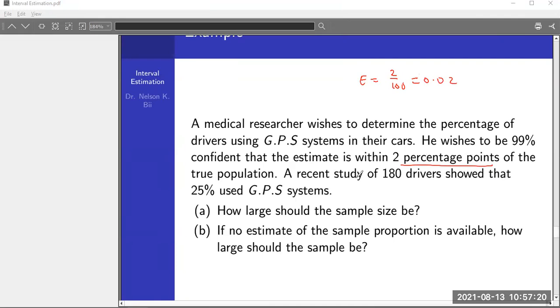Then we are given that a recent study of 108 drivers showed that 25% used GPS systems. So what is this 25%?